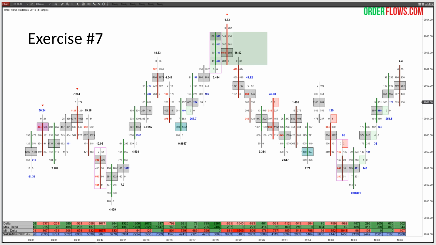Okay, so exercise number 7, just take a look at the chart, and then we'll go from there.